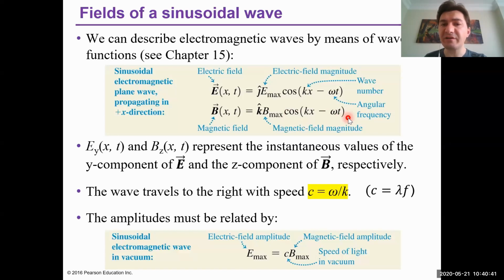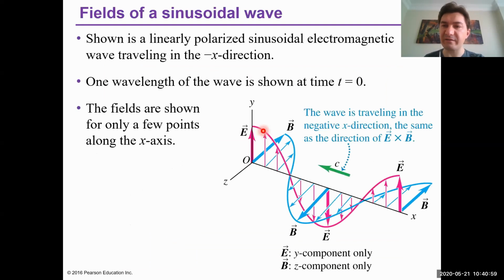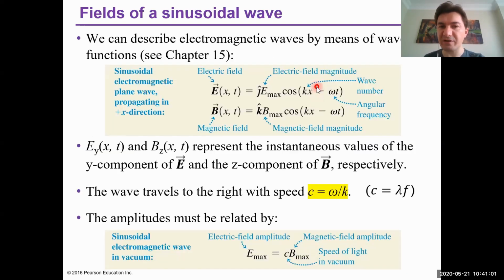So the important thing here is that we have two k's. One is here, another one is here. So please don't mix them. This is the wave number, and this is the unit vector along the z-axis, okay? So they are completely different things.